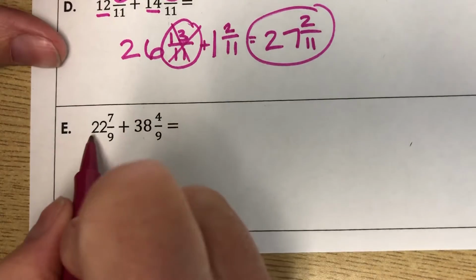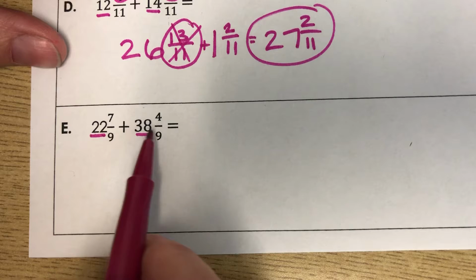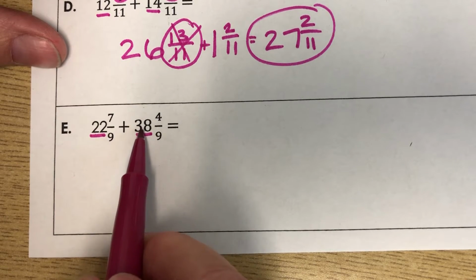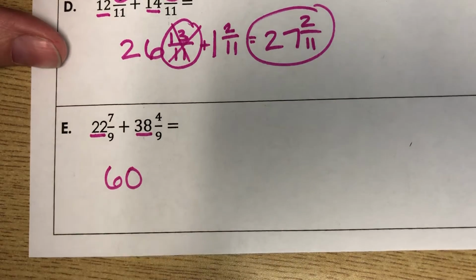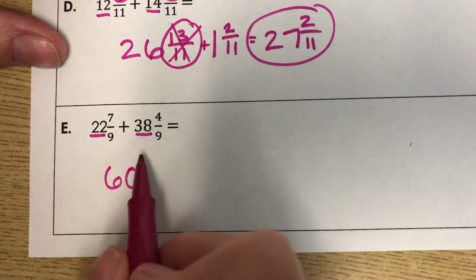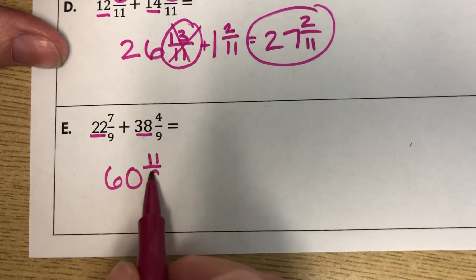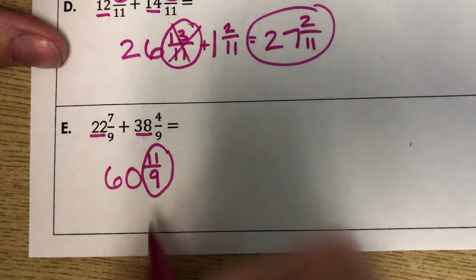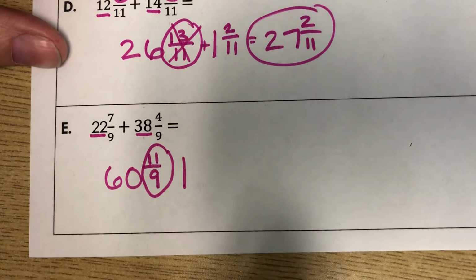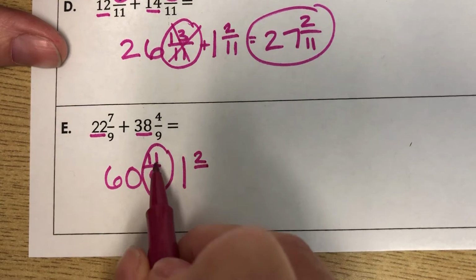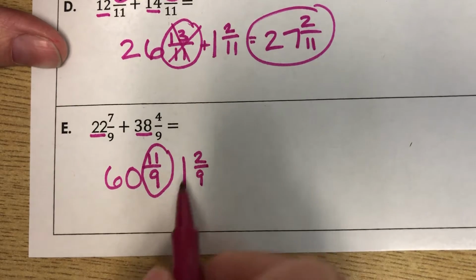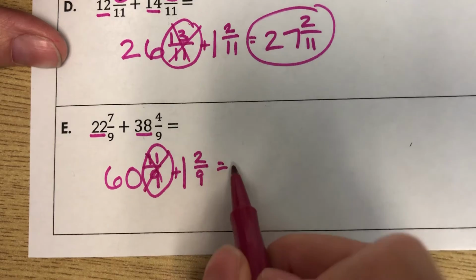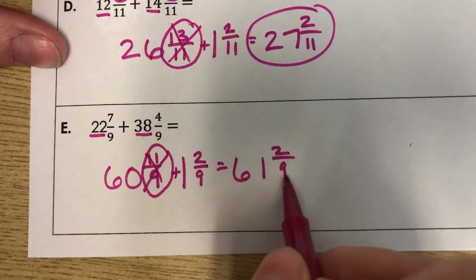So they're both 9ths. I can add them like normal. So 22 plus 38, I would actually pull 2 from the 22 and then have 40. And then 40 plus another 20 is 60. 7/9 plus 4/9, well, 7 plus 4 is 11, and my 9 stays the same. This 11/9 is not proper. I can make one group of 9/9 out of that, and there's 2 left to get to the 11. So 1 2/9. So this is going to be 60 plus the 1 2/9, which is 61 and 2/9.